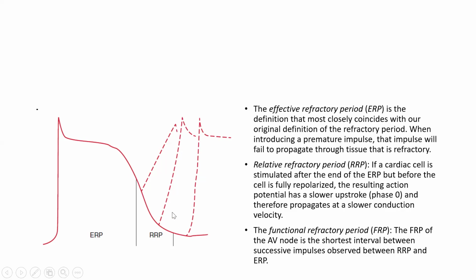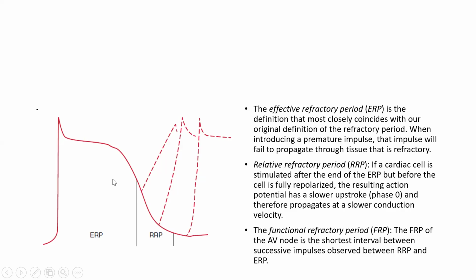Now, there's one terminology we should now know. It's called the functional refractory period. So the functional refractory period is the shortest time at which you can re-depolarize that myocyte. The shortest time interval.